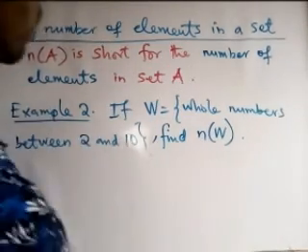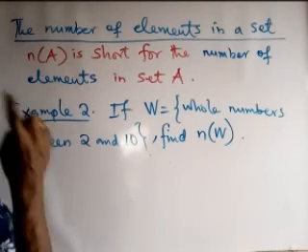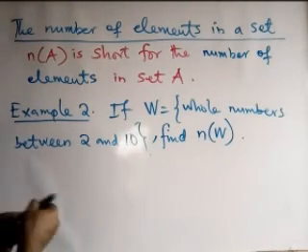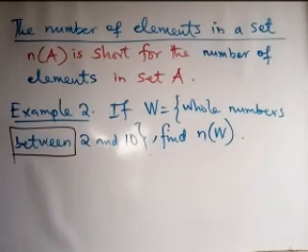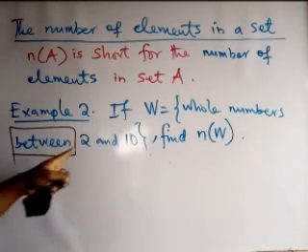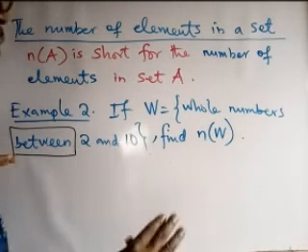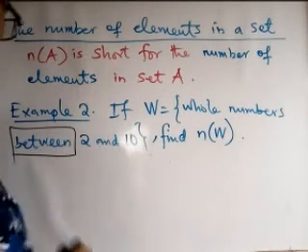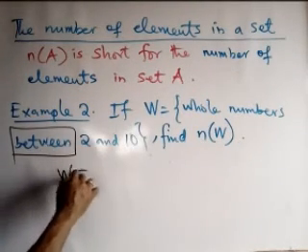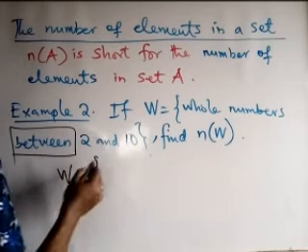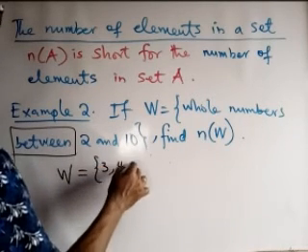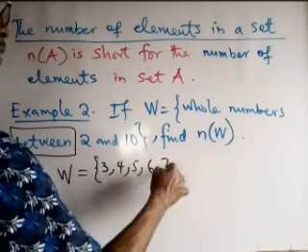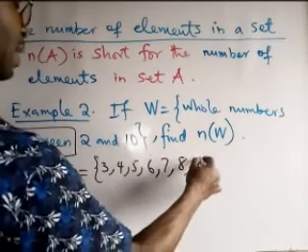Example 2. If W equals whole numbers between 2 and 10, be careful with this word, between. That means that 2 and 10 are not inclusive, and they said they are whole numbers. So I'll start by saying W is this set. So if they are whole numbers, I'll continue: 3, 4, 5, 6, 7, 8, 9.